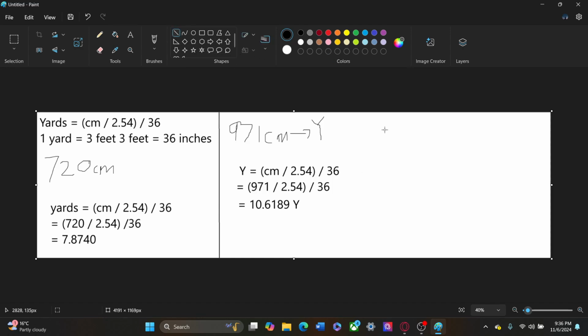Now, just like always, I'll give you another problem. Send it to me. I'll check it, okay? You will do 8742 centimeters to yards. Now, of course, I will have this solved as well.